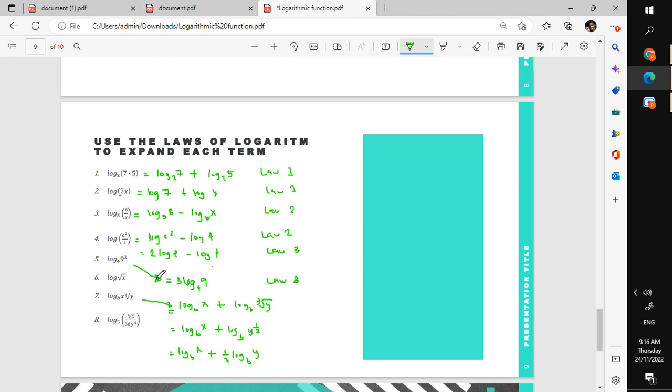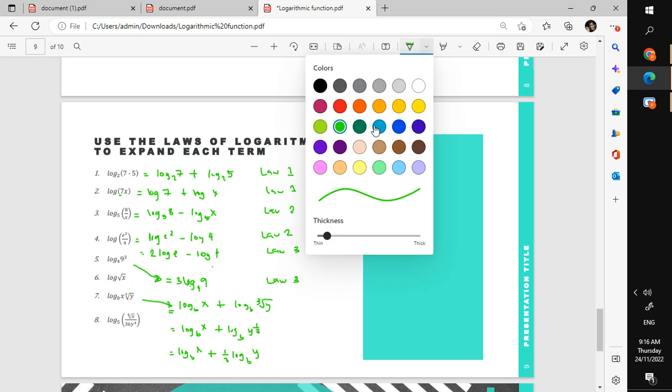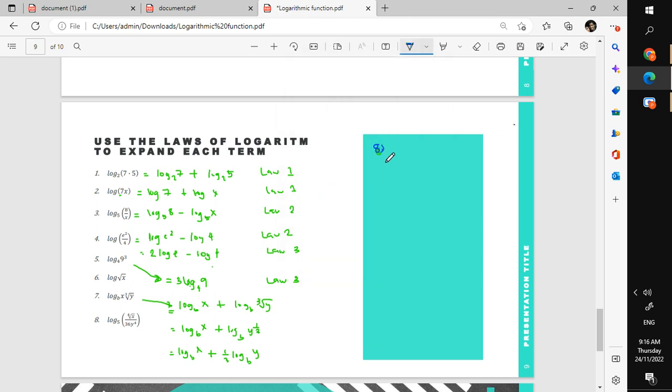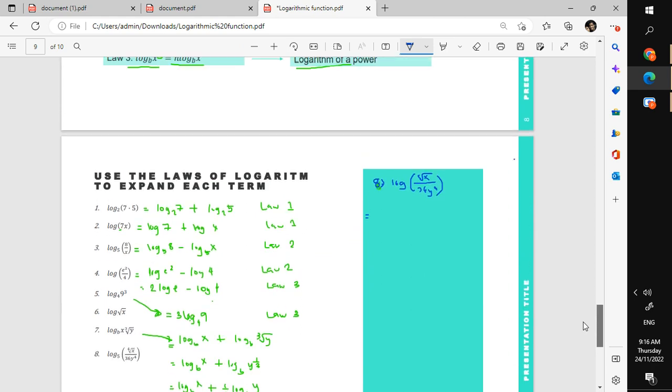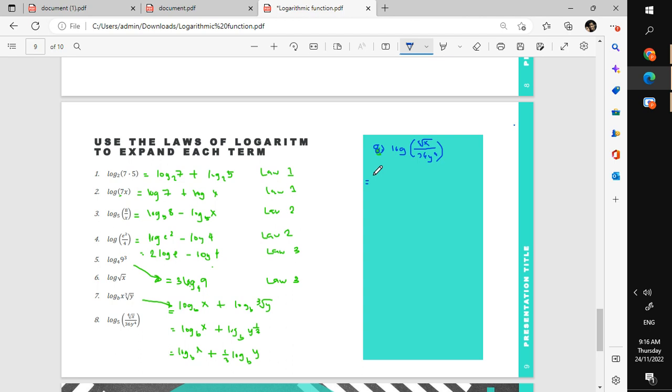Next we have number 8. So where will I put number 8? Let's have it in here. It cannot be seen, so I will be using a blue. Okay, number 8. So we have the log of the fourth root of x all over 36y to the fourth power. So this is in the quotient form. This is a logarithm of a quotient. So we will be using the operation subtraction. This becomes the log of the fourth root of x minus the log of 36y to the fourth power. Do not forget the base 5. So copy the base 5 in here.